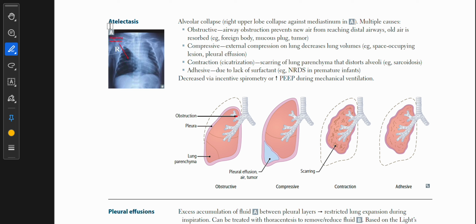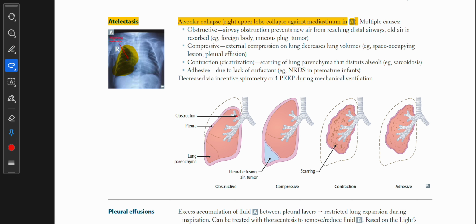And in atelectasis, as we talked about earlier, it is a collapse of lung. Here you can see the lung is collapsed, right? Different types of atelectasis are there: contraction atelectasis, resorption atelectasis, and compression atelectasis. Alveolar collapse is there, right? Upper lobe collapse against the mediastinum in figure A right here. There is right upper lobe collapse in here, right?